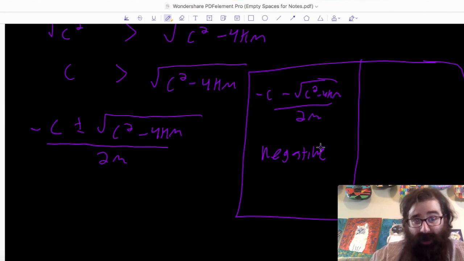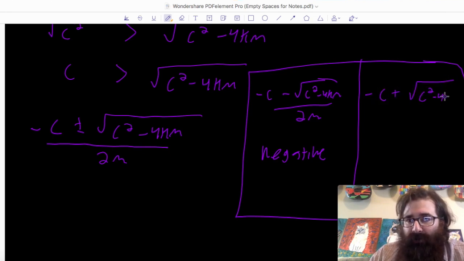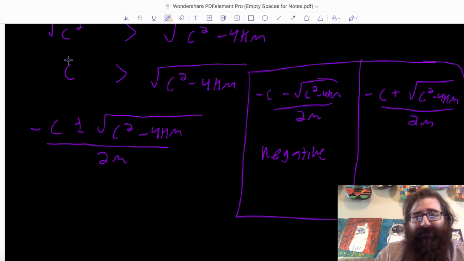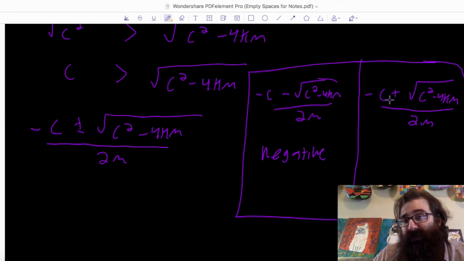But in the other case where we're adding, I don't mean to wave my finger at you, I'm just very excited, we have negative c plus the square root of c squared minus 4km, all over 2m. And what did we say? We said that c is larger than the radical of c squared minus 4km. And here I have this minus sign attached to it. So which of these outweighs? Since c is larger in magnitude, negative c wins. So even though I'm adding something positive to it, it's not large enough to change the sign. This gives me the smaller negative value, but still negative.